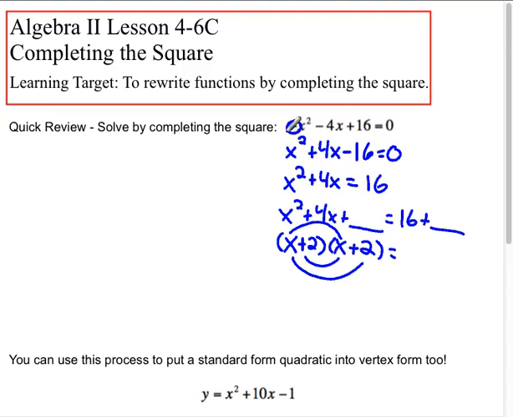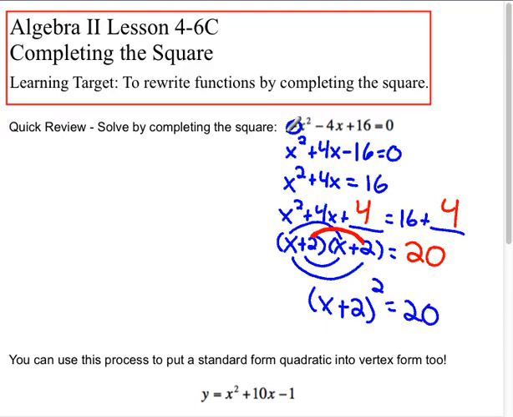Then the really special connection here comes from right there. That connection, so 2 times 2 giving me 4. That connection tells me what that magic number was that I was adding to both sides to make this process even possible. So on the other side, I'm getting 20. So what does that leave me with? Well, it leaves me with x plus 2 quantity squared equaling 20.